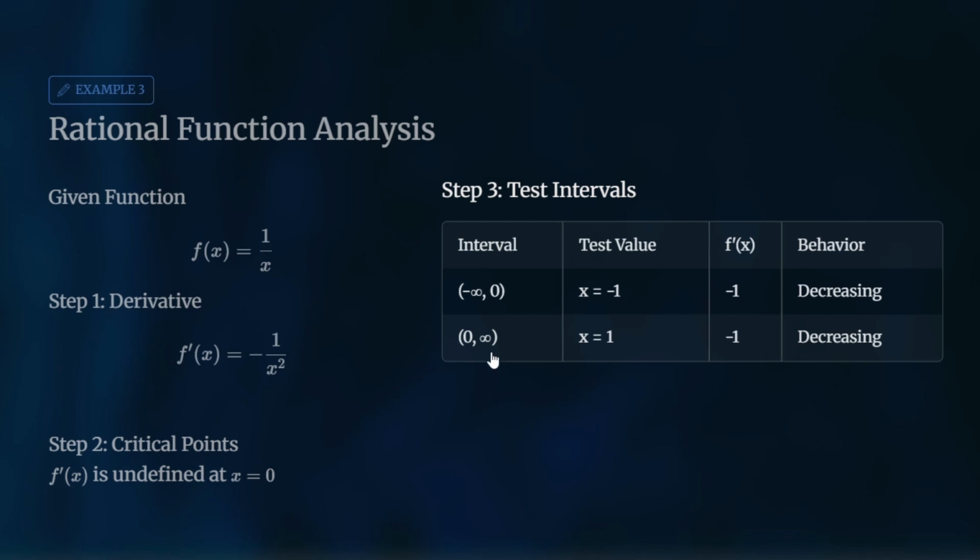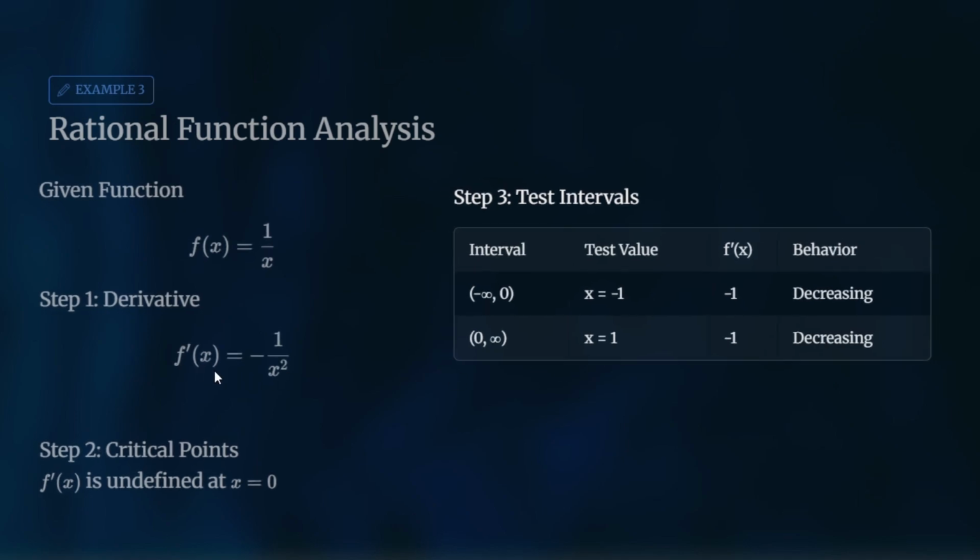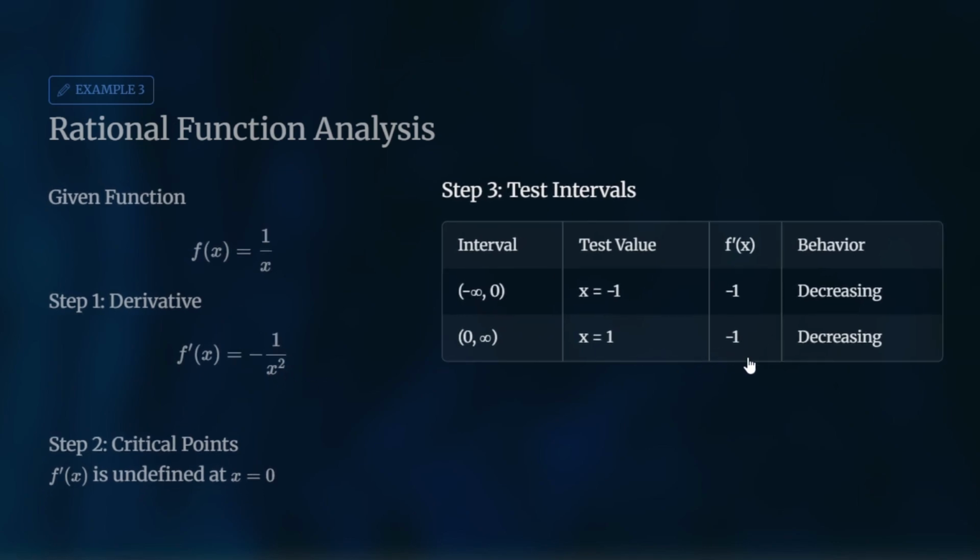If we do the same for the second interval, from 0 to infinity, if we pick x equals 1 as our test value, substituting x equals 1 into our derivative function, that will be negative 1 over 1 squared, which is negative 1. So the function is decreasing as well on that second interval since the derivative is negative.